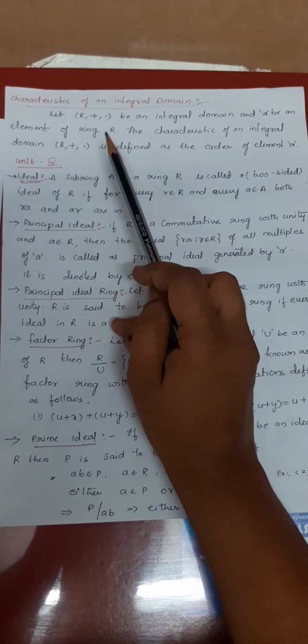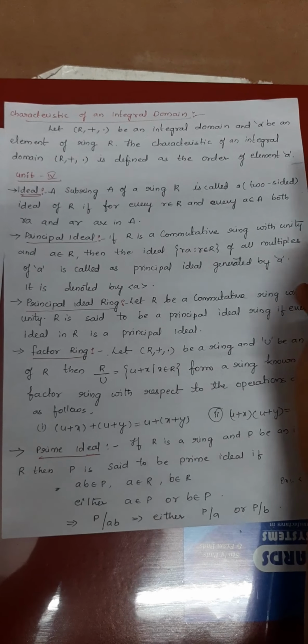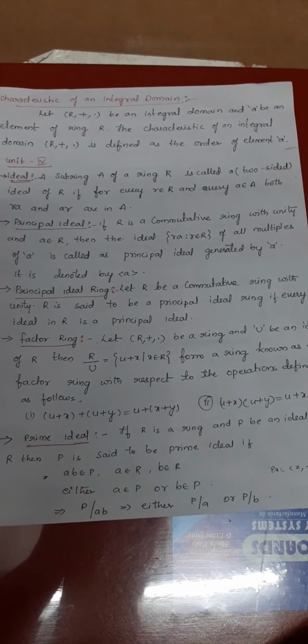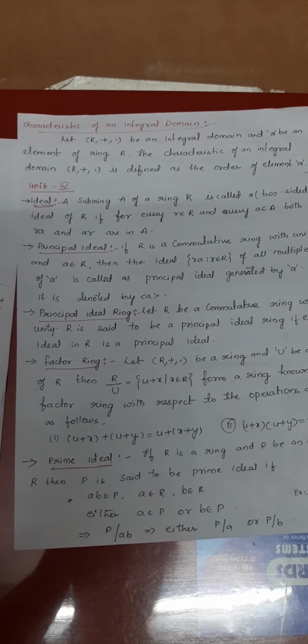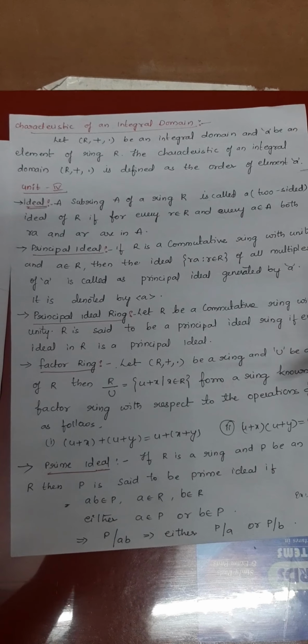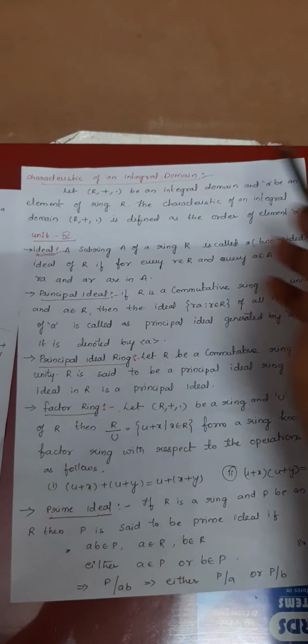Right. Similarly, we will see the characteristic of an integral domain. Let R under addition and multiplication be an integral domain, and a be an element of the ring R. The characteristic of an integral domain is defined as the order of an element. You know the order of an element is the least n such that a to the power n equals e. If it satisfies this, then we will say that it is the characteristic of an integral domain. These are the unit 4 definitions. First we will see some theorems about unit 3, then we will go for the unit 4 definitions.